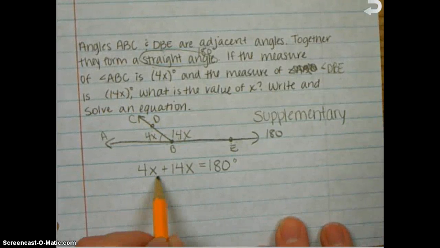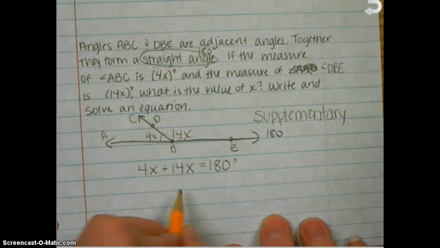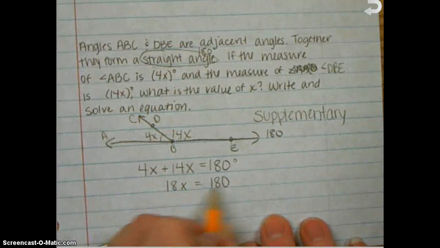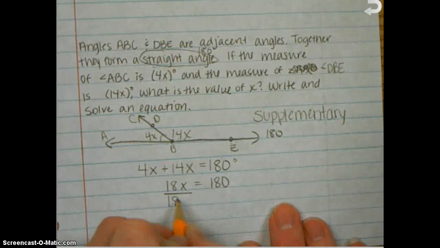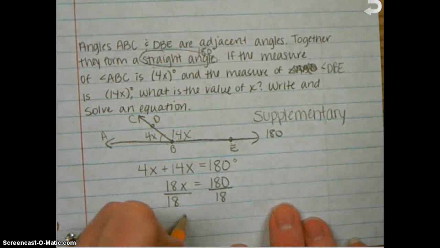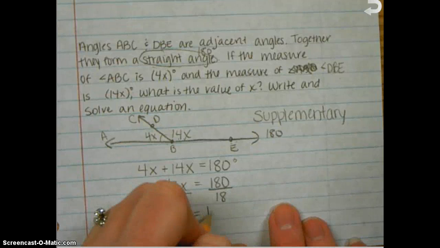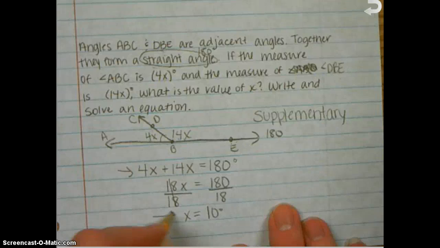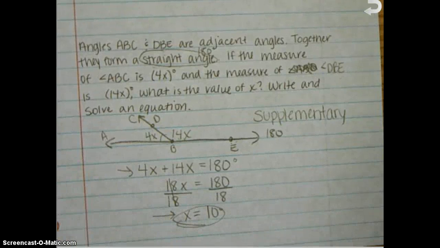Well, if we have 4x and we add that to 14x, it's 18x. And 18 times the number is 180. Well, let's find that number, divide by 18. And there we go, 10. So x is 10. There's my equation, and I solved it. And we're all done.